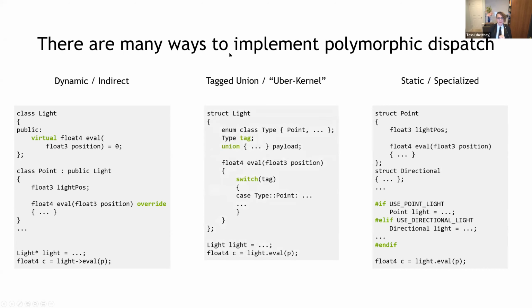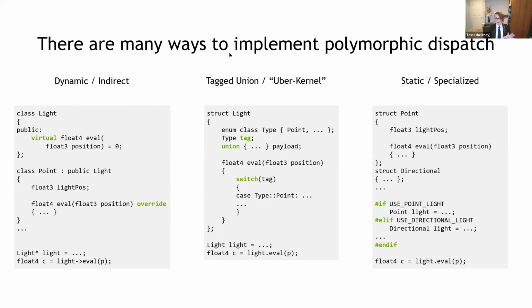All right. And as a third case here, between these two extremes, because these are not the only two ways of implementing polymorphic dispatch, we also have what would be referred to as a tagged union approach, or sometimes in the graphics community, this gets called an uber kernel approach, in which we might implement a single type that has a tag to be able to discriminate between different types, plus a union or similar structure to hold a payload of type-dependent data, and then we use something like a switch statement to dispatch between them at runtime. So we have a spectrum of different ways we can implement polymorphic dispatch.